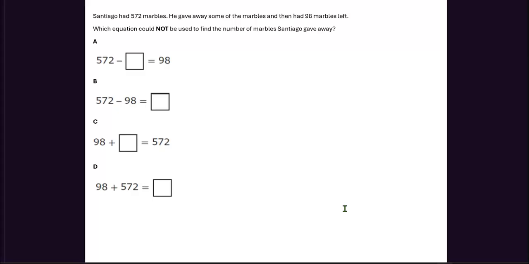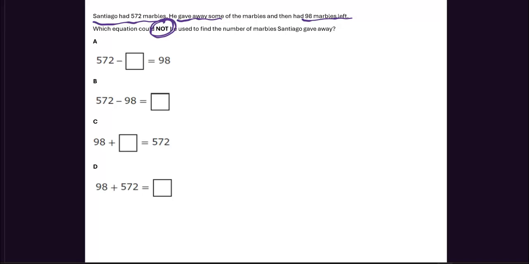Santiago had 572 marbles. He gave away some of the marbles and then had 98 marbles left. Which equation could not be used to find the number of marbles Santiago gave away? So he had 572 marbles. He gave away some and had 98 marbles left. Which equation could not, in big black letters, not be used to find the number of marbles Santiago gave away? Okay, so we're looking for the one that is not the answer.